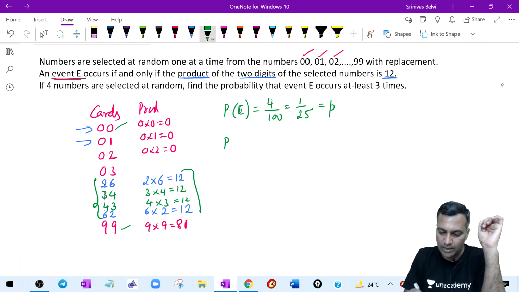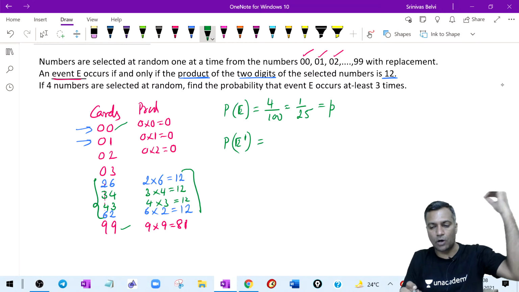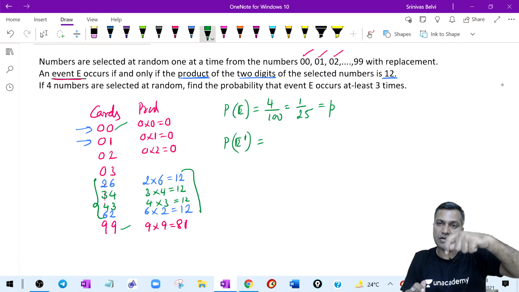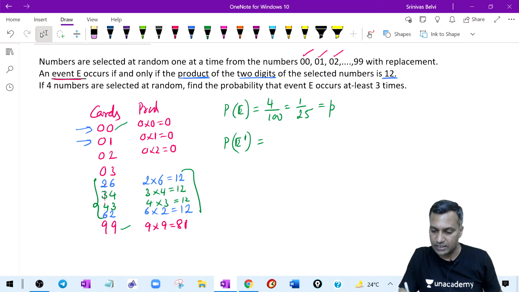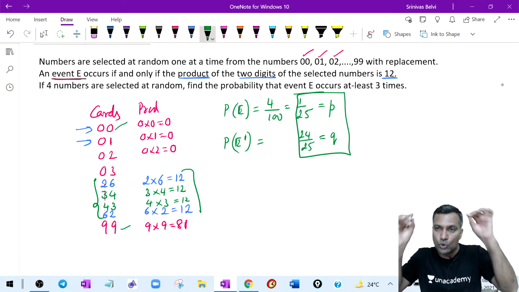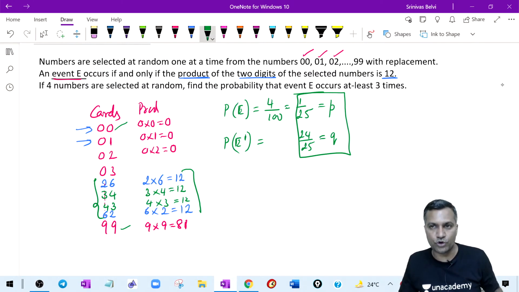Therefore, what is the probability of not getting the event? When I pick any card at random out of these 100 cards, I simply pluck one card at random. What is the probability of non-occurrence of this particular event? Of course, if this is 1 by 25, this is going to be 24 by 25. This is what we called Q. So now in this question, you have to determine the P and Q. Before you do anything, you got to determine P and Q.